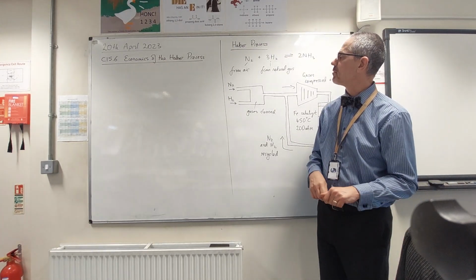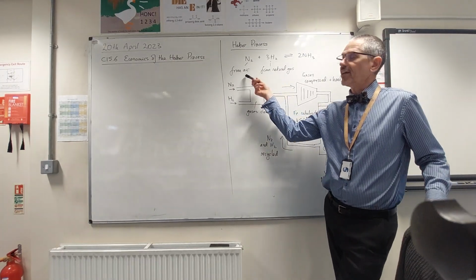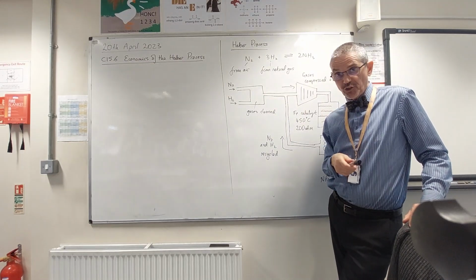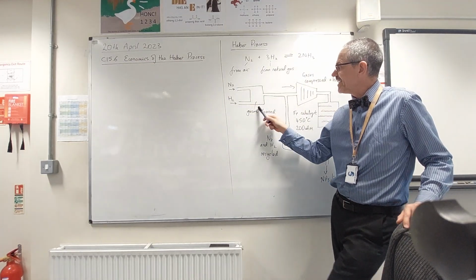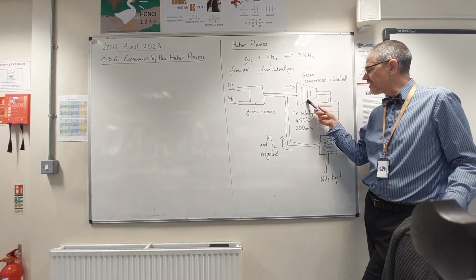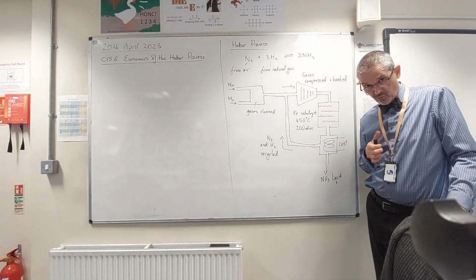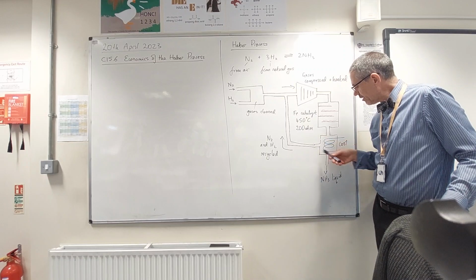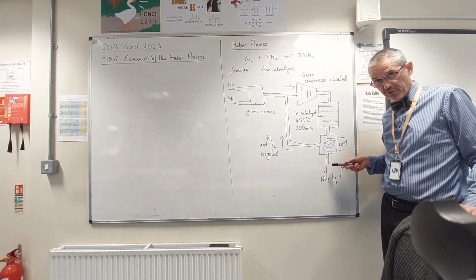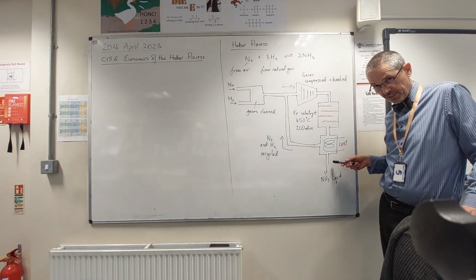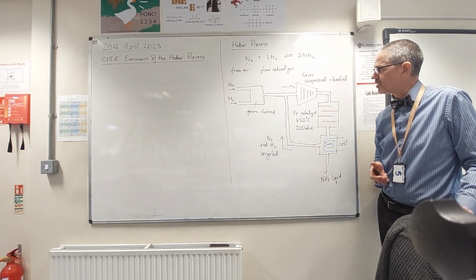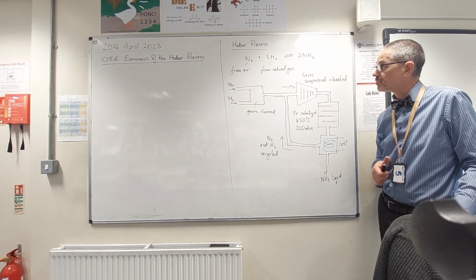So Fritz Haber came up with the Haber process by extracting the nitrogen from the air and making hydrogen from natural gas. He then cleaned the gases, compressed them and heated them, and then reacted them over an iron catalyst. Under these conditions, it removes the ammonia by liquefaction, by cooling it and compressing it until the ammonia turns to a liquid, and then the leftover nitrogen and hydrogen are recycled.